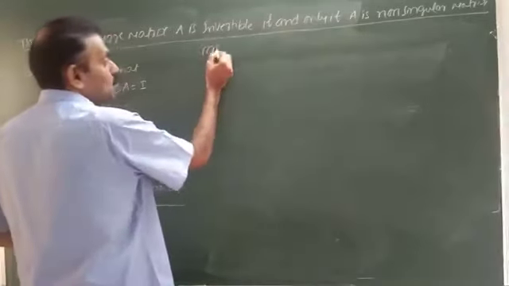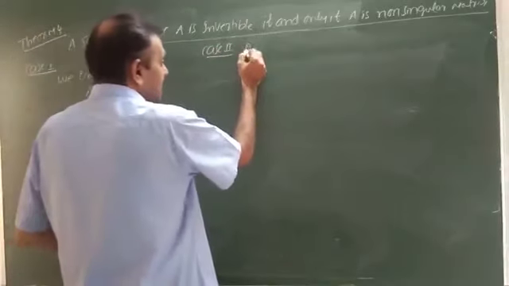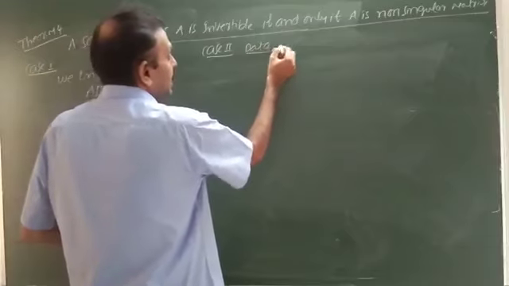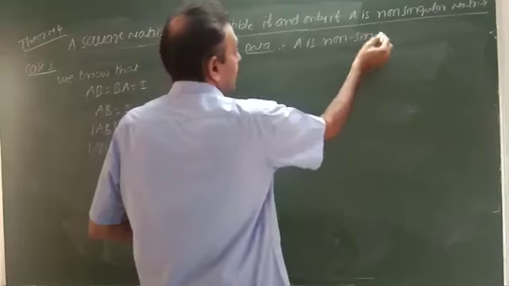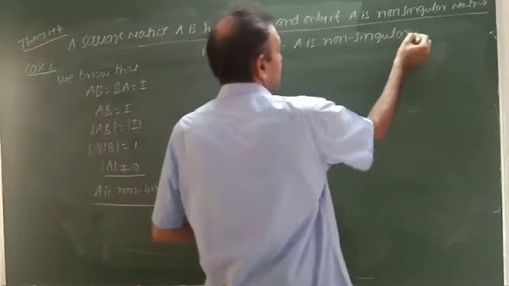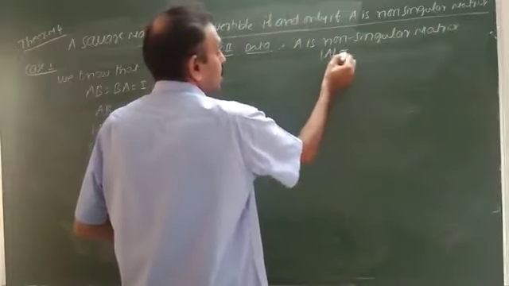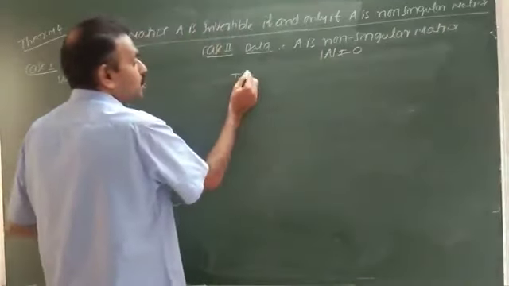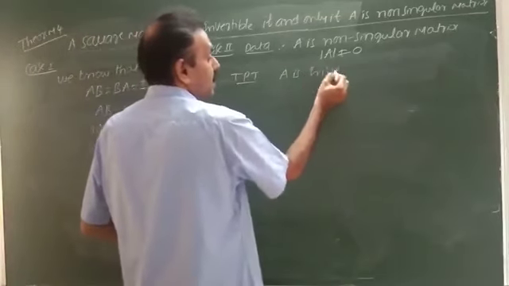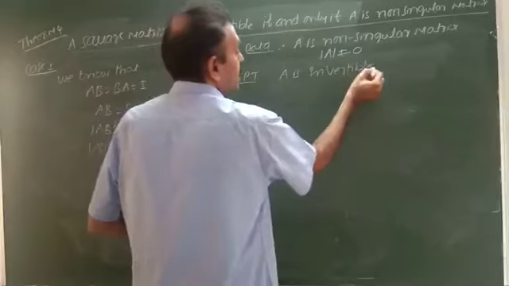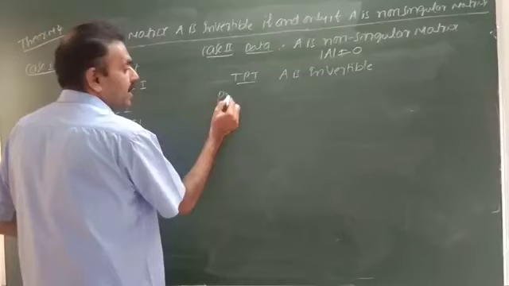Let us take case 2, very, very important. Let us take data: A is non-singular. A is non-singular matrix means, what is the condition? Determinant A is not equal to 0. What to prove that? We have to prove that A is invertible. That means inverse of A exists. Let us take the proof here.